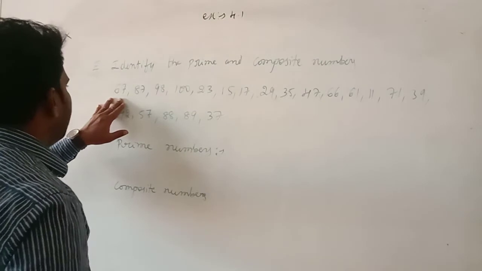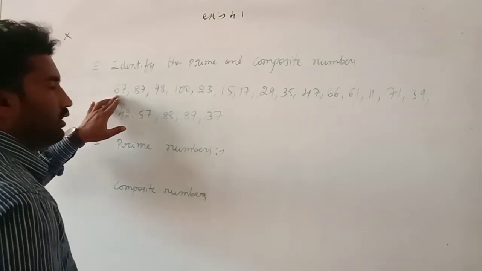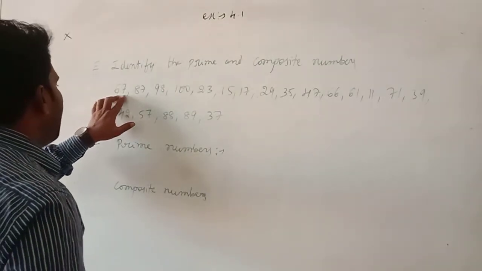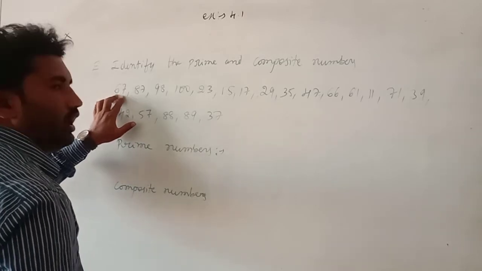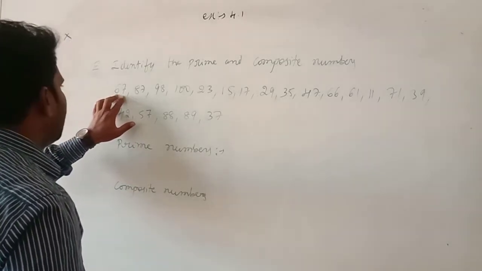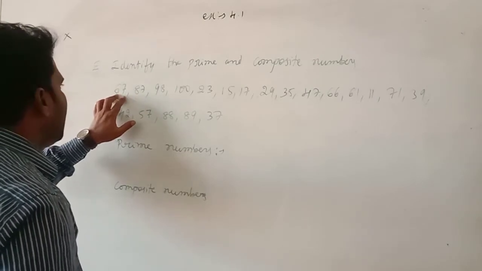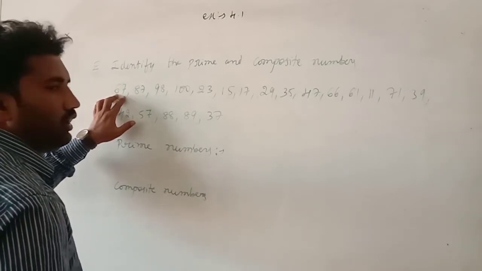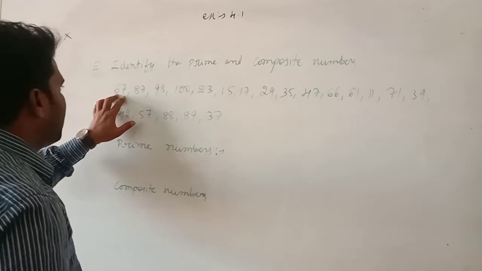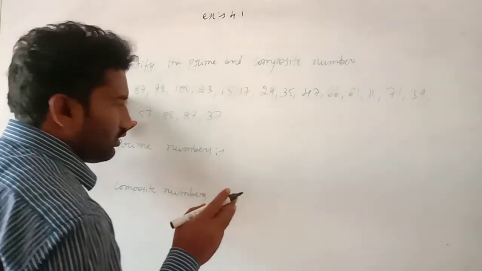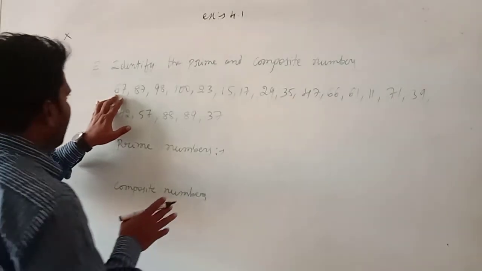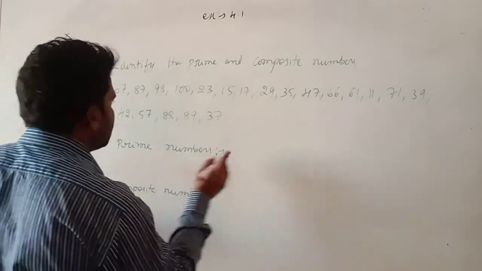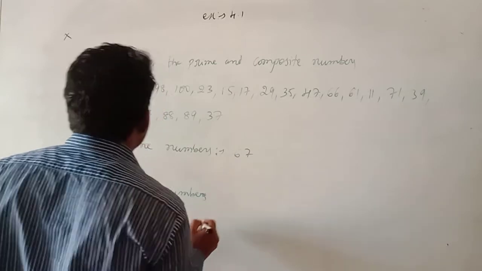So 67, it is odd, so it is not divisible by 2. Sum of all the digits, 6 and 7, we get 13. So it is not divisible by any number. It can be divided by 1 and itself, 1 and 67. So it means it is prime.